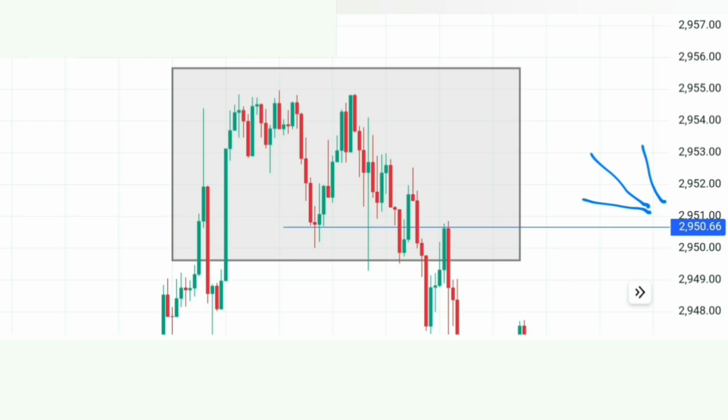2950 is a psychological level. So when the psychological level got broken, the price retested to it. So you can also add your psychological level, key level, support, resistance, fair value gap. Any confluence you add, it can add meaning to it. And the more confluence you have, the more accuracy you can get from this single chart pattern.